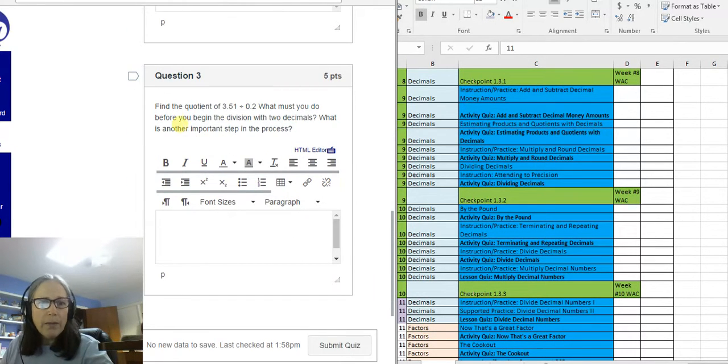Okay, the last one is finding the quotient. Quotient is the answer to a division problem. So you'll see division here. Notice that this is a decimal and this is a decimal. So there's something you have to do with a division problem when there's 2 decimals. I want you to tell me what that something is, and what those important steps are to do. And then I want you to tell me the answer and how you got it. Okay, that is 1.3.2.